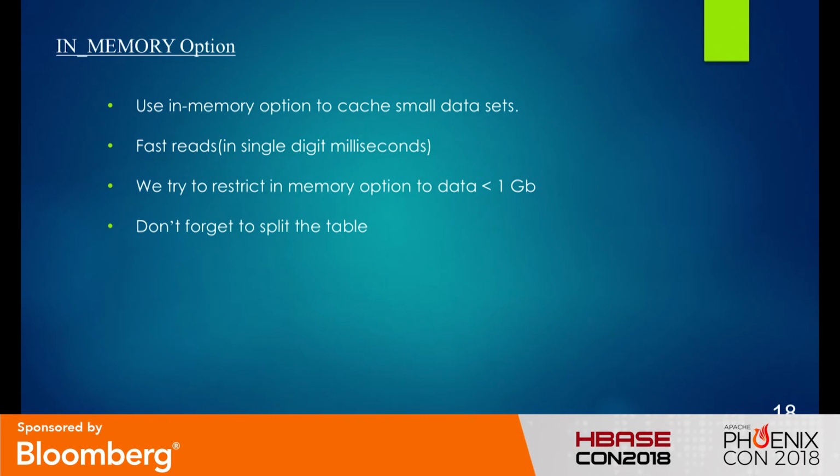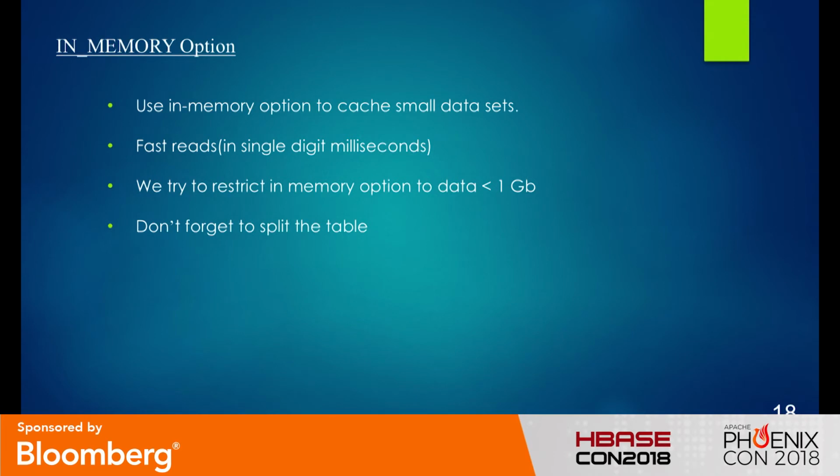The next table property which I want to talk about is the in-memory option. Anil has already mentioned it. If you have a small data set, you just want to cache that data set rather than keeping it in HFiles. So if you set the in-memory option to true, you basically cache that data, which helps in fast read operations. We have certain data sets at TrueCar wherein we have set this in-memory option to true, and the result is that all the read operations have been in single-digit milliseconds.